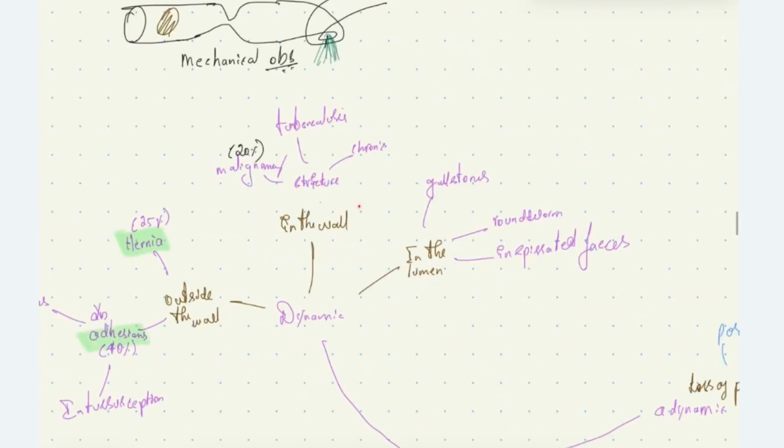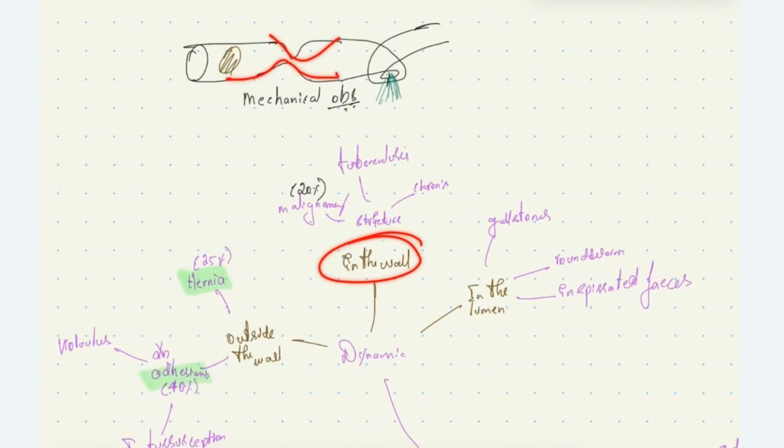Coming to causes in the wall, involving the intestinal wall, there may be stricture in the intestinal wall. The stricture may be secondary to malignancy in 20% of cases. It may be due to tuberculosis, which causes stricture in the intestinal wall, or due to Crohn's disease, where the patient may develop stricture and intestinal obstruction.